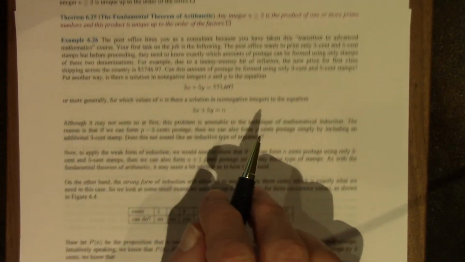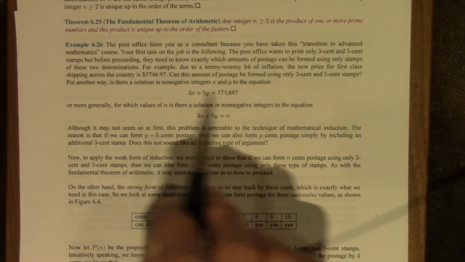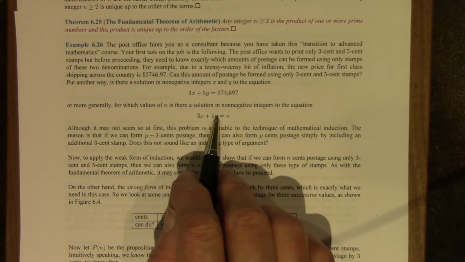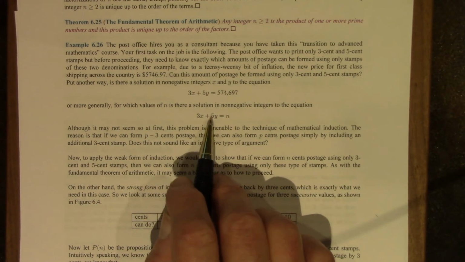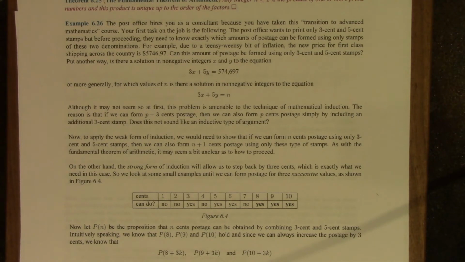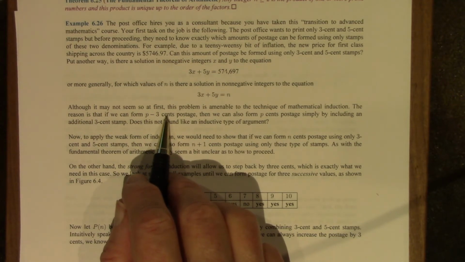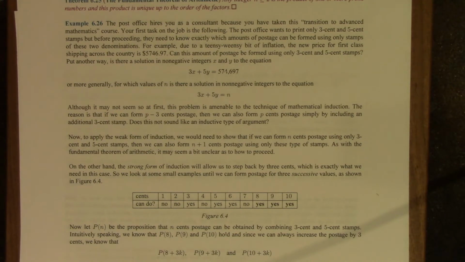More generally, what your boss wants to know is, for which values of n, which positive integers, does this equation have a solution in non-negative integers x and y? You can't have a negative number of stamps on an envelope, so x and y have to be non-negative. This may seem like an algebraic problem that is not amenable to induction, but it is. And the reason is that if we can form p minus 3 cents worth of postage, then we can form p cents postage just by throwing in another 3-cent stamp.